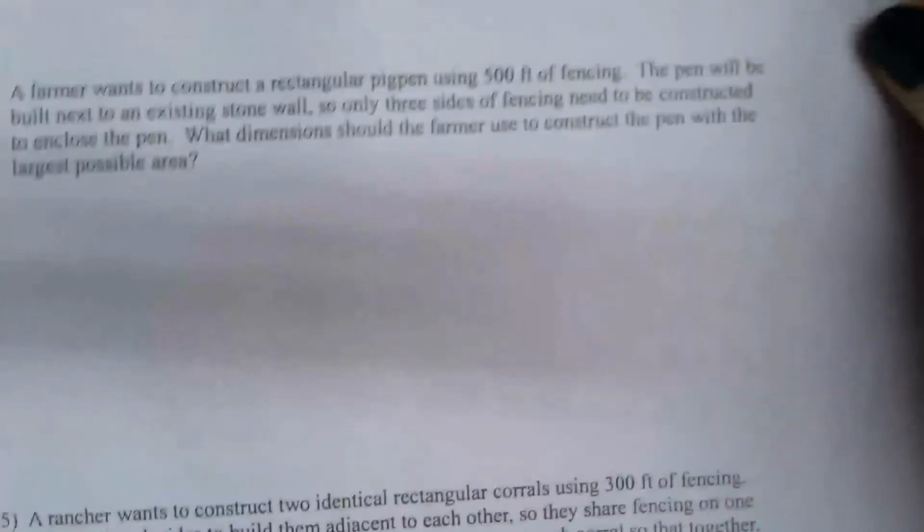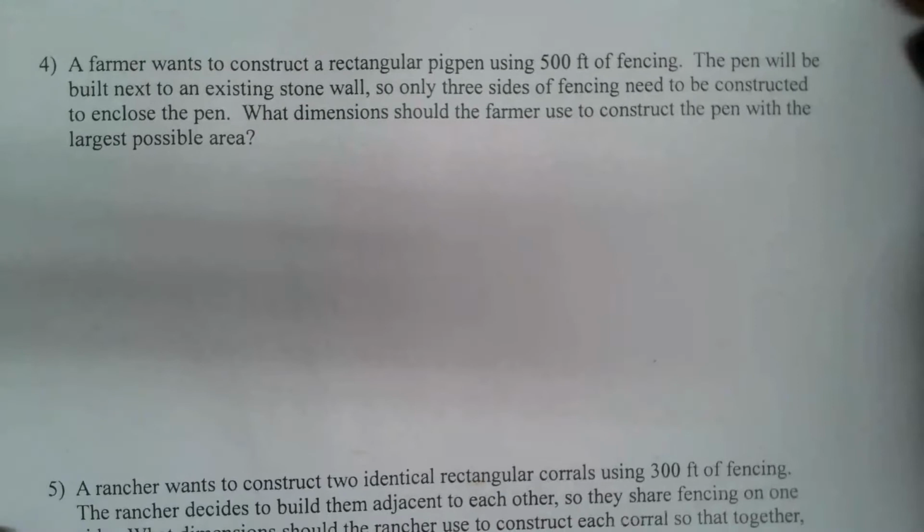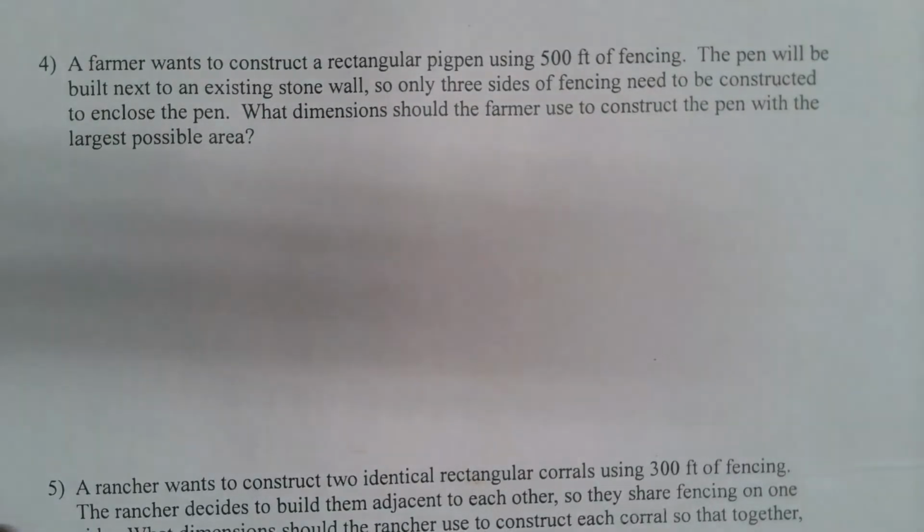Up next, we've got a farmer. The farmer wants to construct a rectangular pig pen using 500 feet of fencing. The pen will be built next to an existing stone wall so that only 3 sides of fencing are going to be needed to enclose the pen. And so what dimensions should the farmer use to construct the pen with the largest possible area?